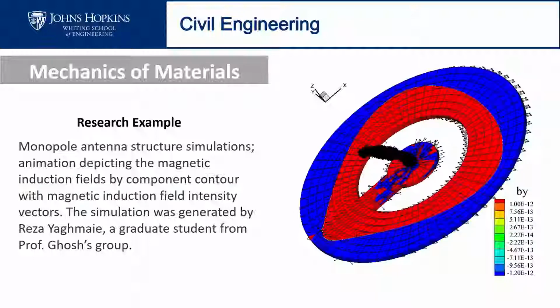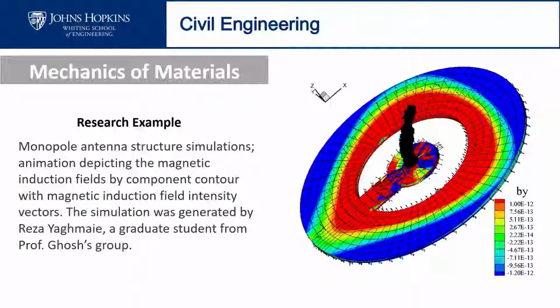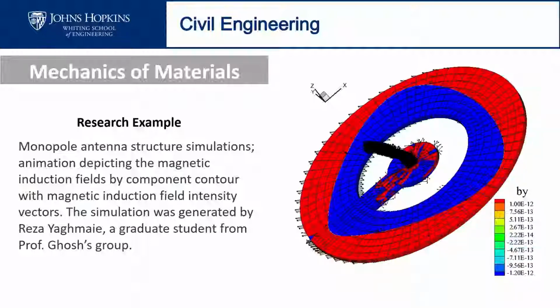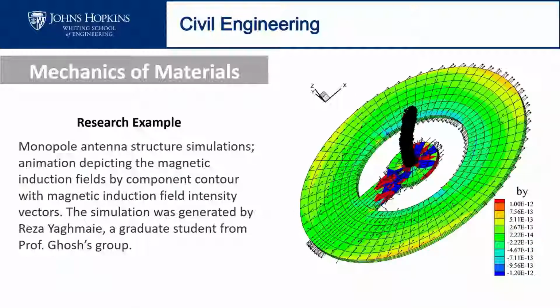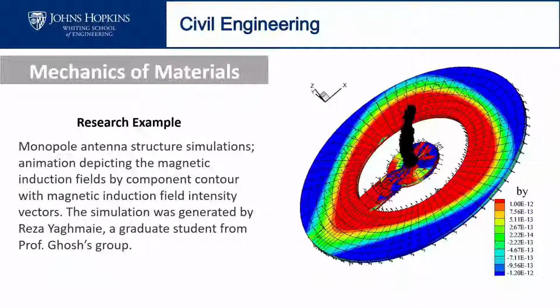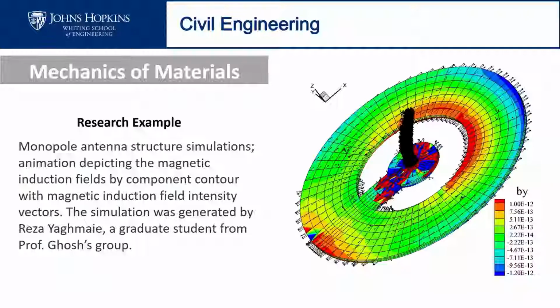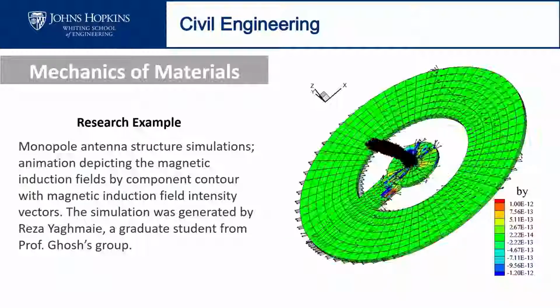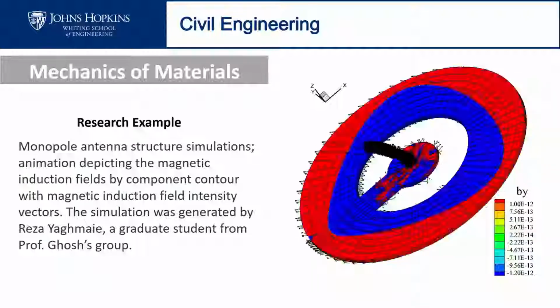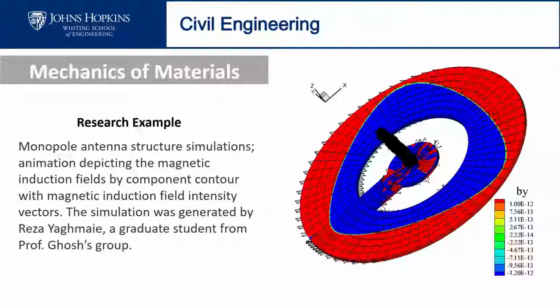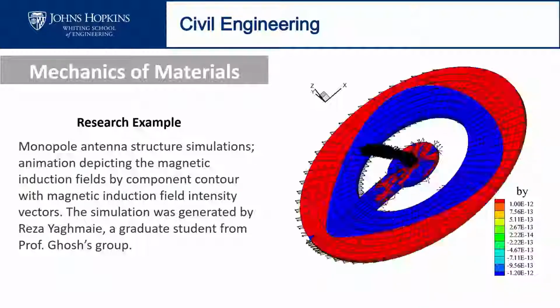I'm going to turn it over to Max now, because he's going to explain this cool mechanics of material example from Professor Somnath Ghosh's lab. Thanks, Wale. So what we have here is a monopole antenna structure which couples electromagnetic physics with traditional finite elements mechanics. So what we can really see here is the interaction between 2 totally separate sets of really different fields.